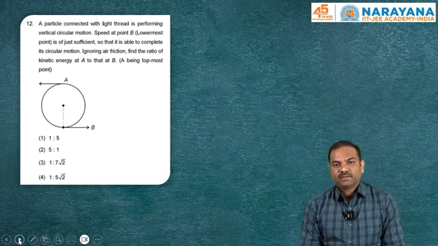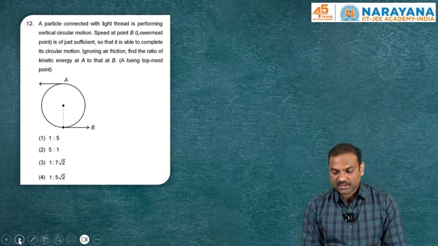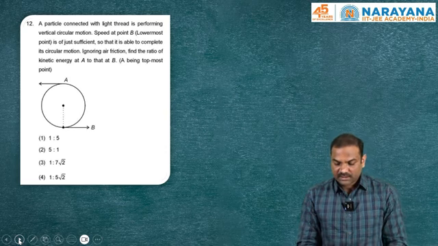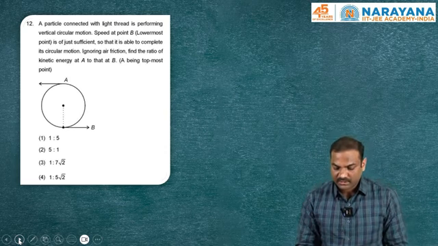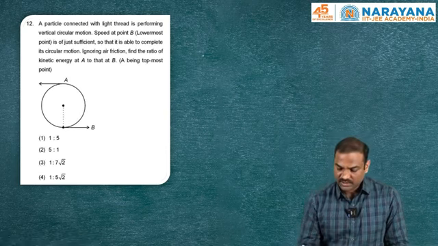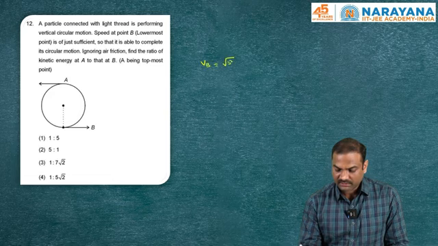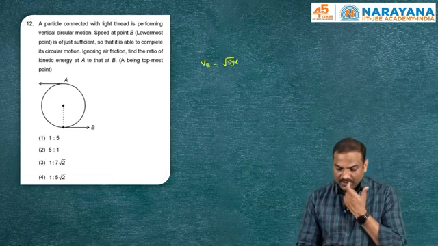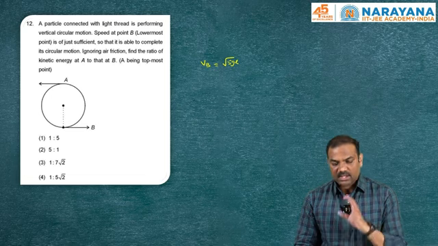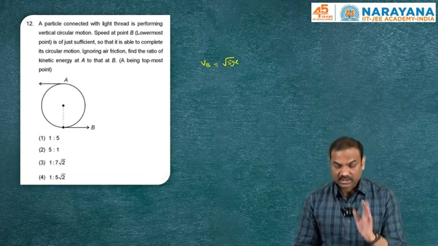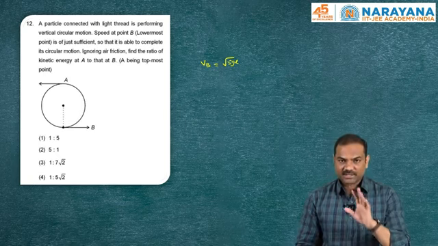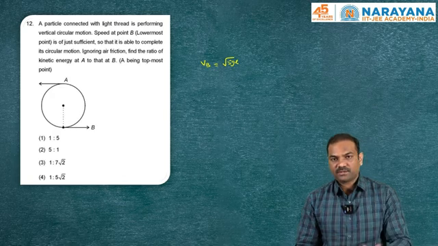Next again we'll go with a question related to vertical circular motion. In the question, in the second line, the speed at B, the lowest point, is just sufficient to complete the circular motion. That means the velocity at point B is root 5GL. Then they're asking the ratio of kinetic energy at A and B points. So it's a pure vertical circular motion. They are asking the ratio of kinetic energies at A and B points. And they have given one hint in the question, that the velocity at point B is sufficient to complete the vertical circular motion.